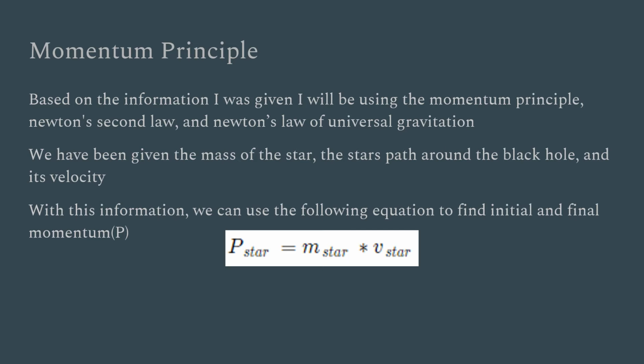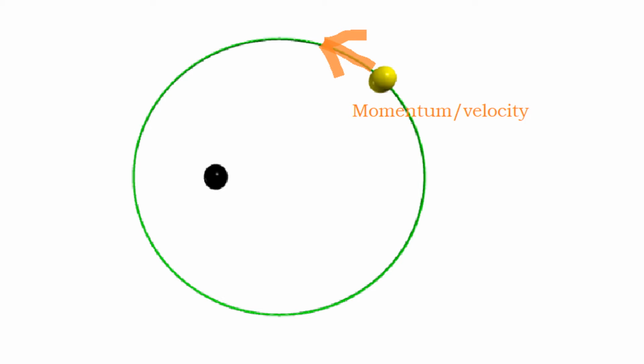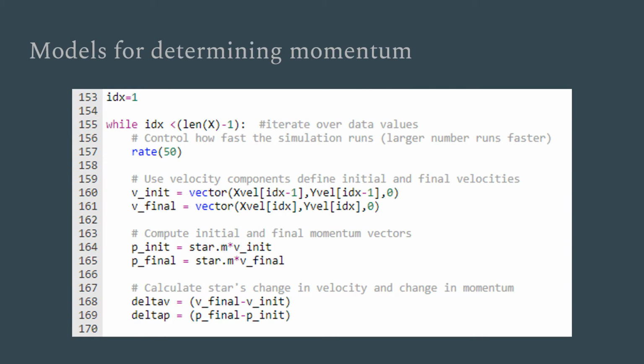We have been given the star's path around the black hole, its mass, and its velocity, and with this information we can use the momentum principle shown below to find initial and final momentum. And here is a figure I made to show the direction of the momentum and the velocity, which are parallel, and how it is tangent to the path of the star around the black hole.